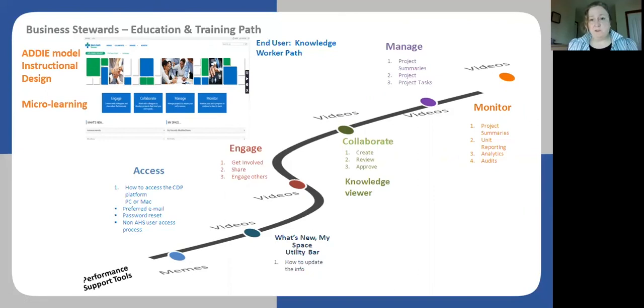When the platform was ready and they had it available, you cannot learn everything at the same time. So some people were really heavy developers of documents. So then they really looked at how to collaborate to create, review, and approve documents. Some were very project oriented. So then they went into the manage component and so on. So it was an initial training from an introduction perspective and all that. And then they could go and learn.